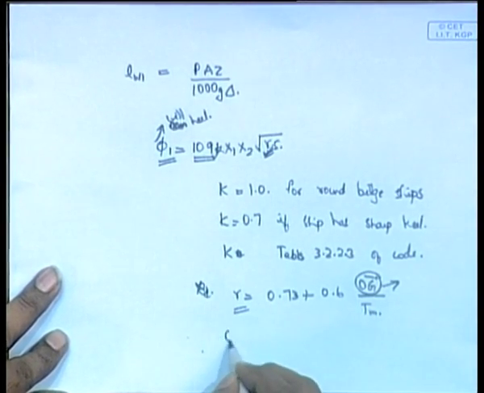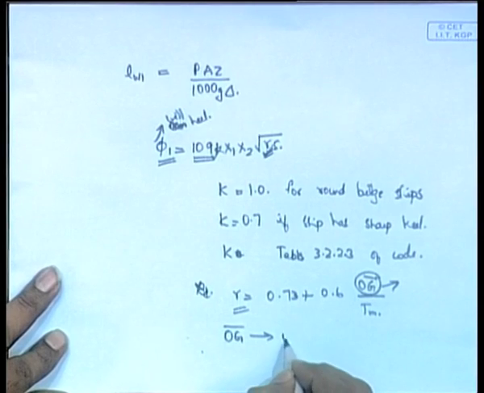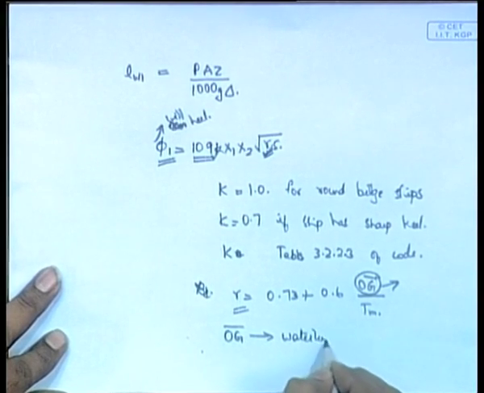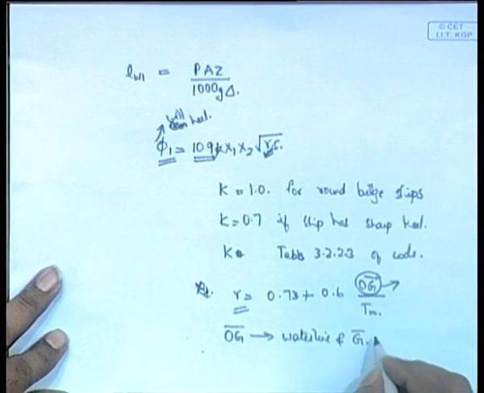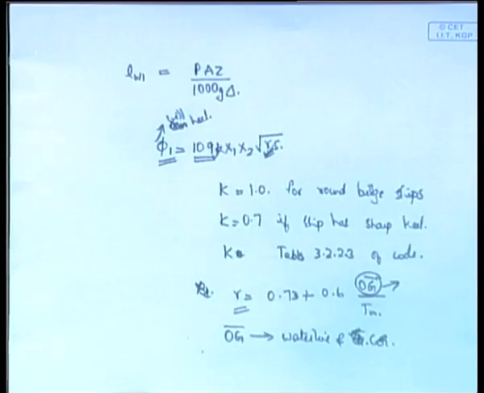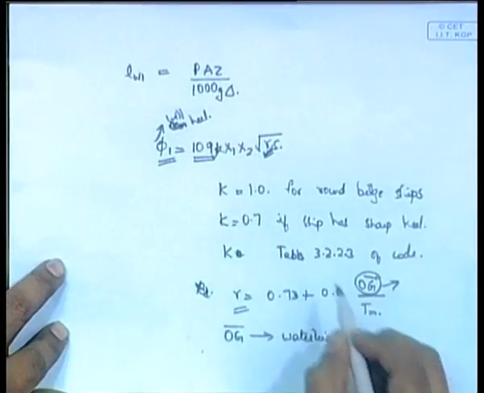Here OG represents the distance between the water line and the center of gravity. You have the center of gravity of the ship and the water line of the ship, and the distance between the two is given by OG. Tm in the equation represents the draft, and once you have that, you get the r value from this equation.